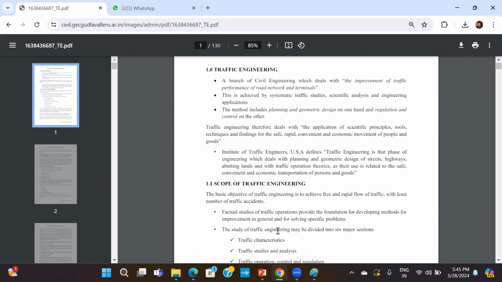So, as per the Institute of Traffic Engineering USA, traffic engineering is defined as a phase of engineering which deals with the planning and geometric design of streets, highways, lands, and with traffic operation theories, as their use is related to the safe, convenient, and economic transportation of persons and goods. So here, traffic engineering mainly deals with the transportation of persons and goods in a safe, convenient, and economic way.